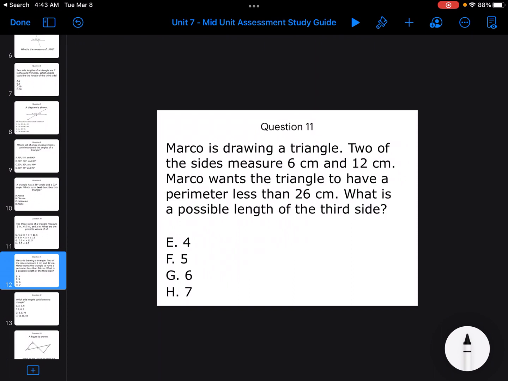Marco is drawing a triangle. Two of the sides measure 6 and 12. Marco wants to have a triangle with a perimeter of less than 26. What is the possible third side?